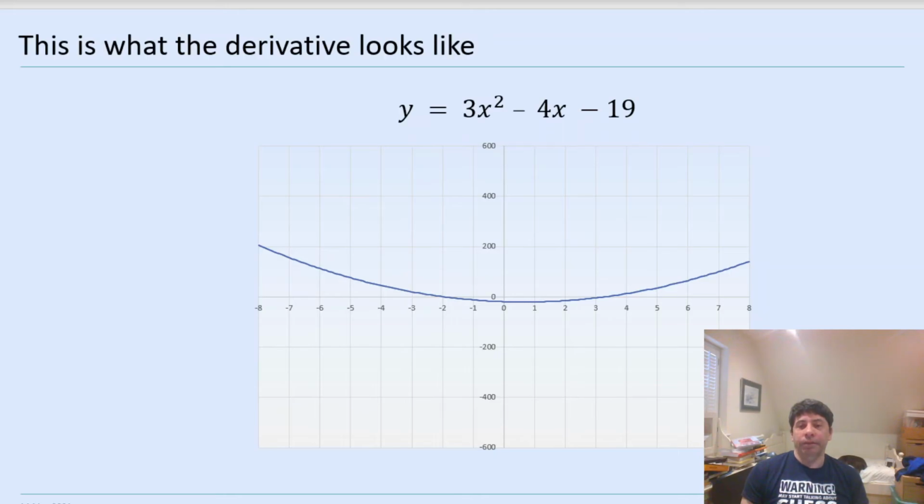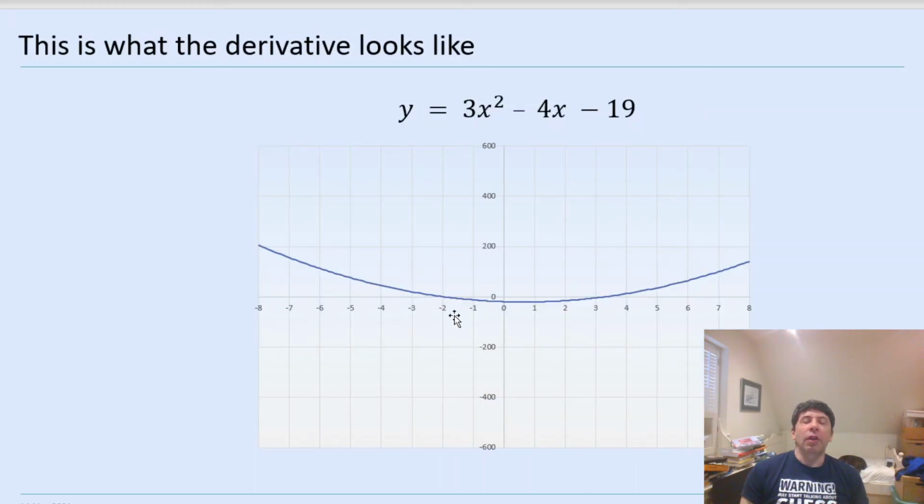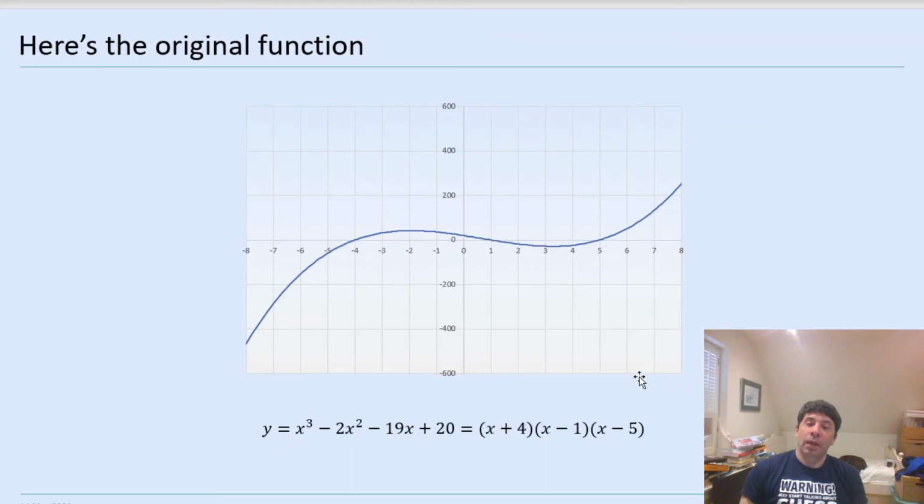Again, we've got a parabola. And here's the original function. So, some things to notice. The derivative is 0 at about minus 2, not exactly, and at about 3, although not exactly. What that corresponds to is a maximum of this curve at about minus 2, and a minimum at about 3. So the derivative is 0 at points where you might get a maximum, or a minimum, or a point of inflection, as we did with y equals x cubed.